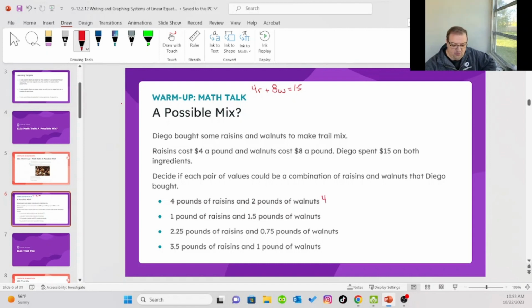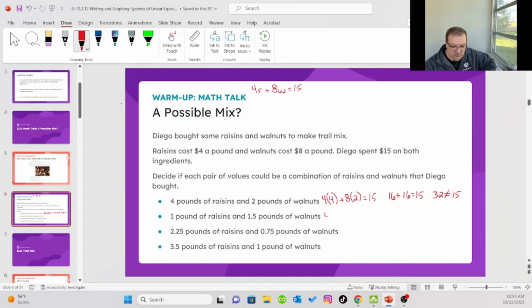So if we have 4 pounds of raisins, that's 4 times 4, plus 2 pounds of walnuts, that's 8 times 2. Does that equal 15? Well, 4 times 4 is 16. 8 times 2 is 16. And 16 plus 16 is 32. And that does not equal 15. So that cannot be a possible solution.